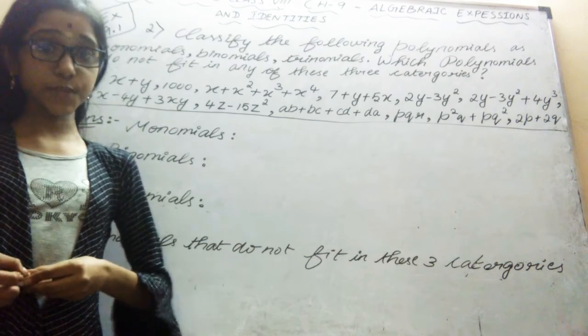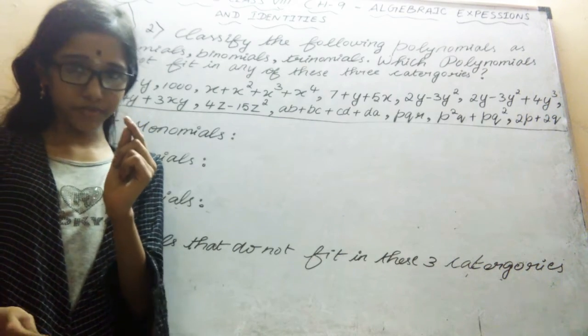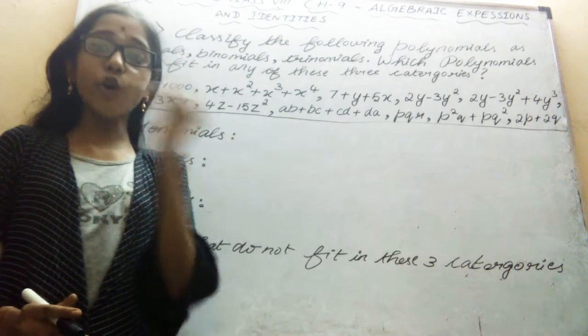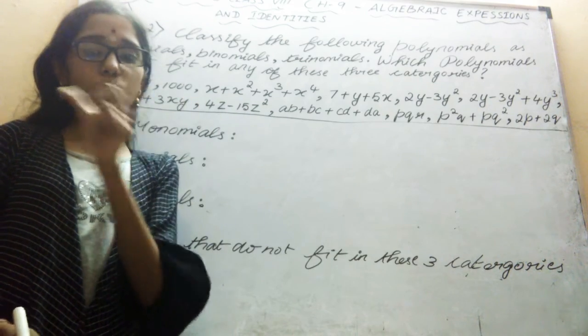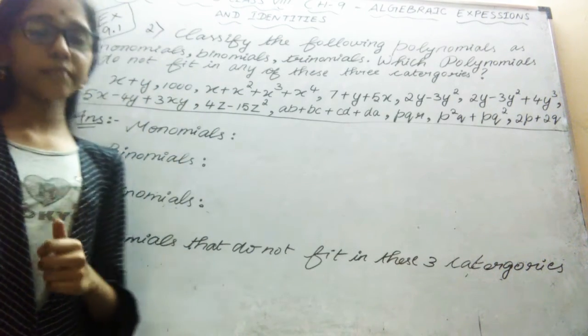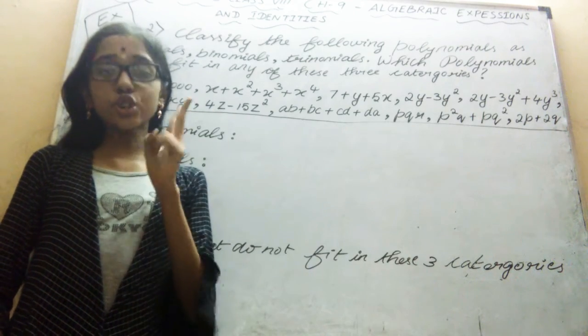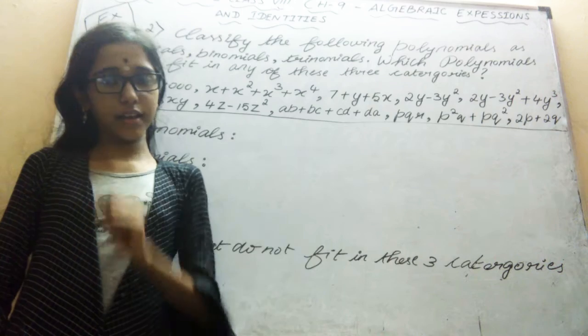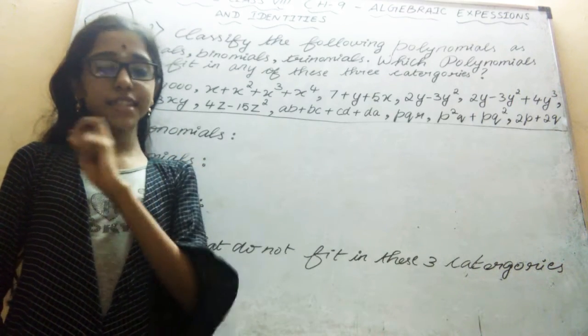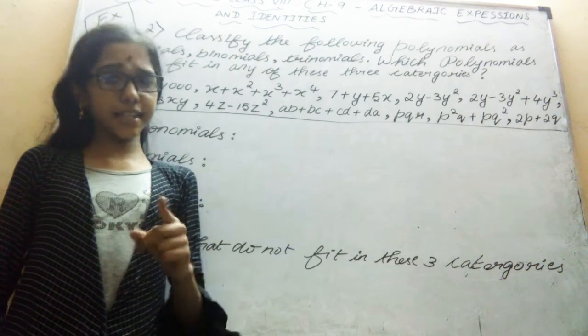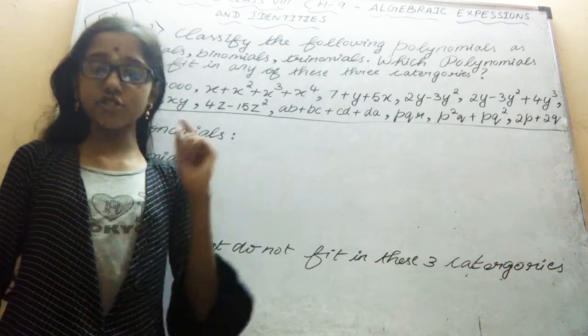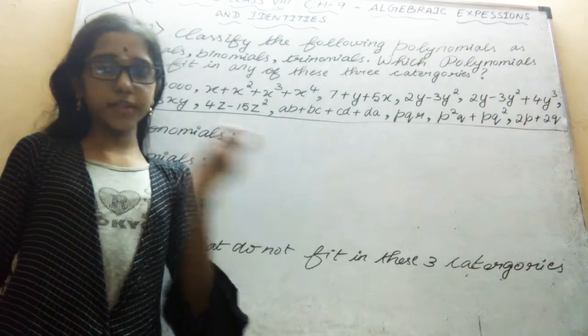Monomial is the expression which has only one term. The way to remember this is that in monomial there is "mono", and mono means one. The expression containing two terms is a binomial, that is, "bi" means two. And the expression containing three terms is a trinomial, that is, "tri" means three.